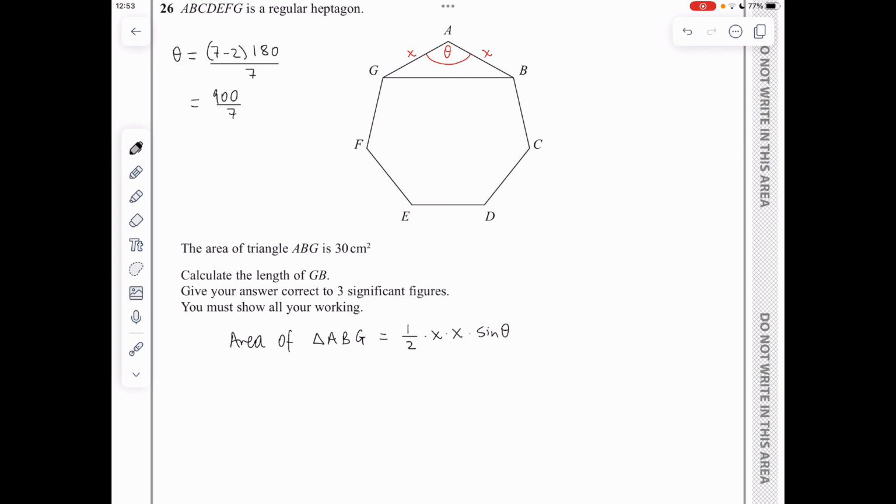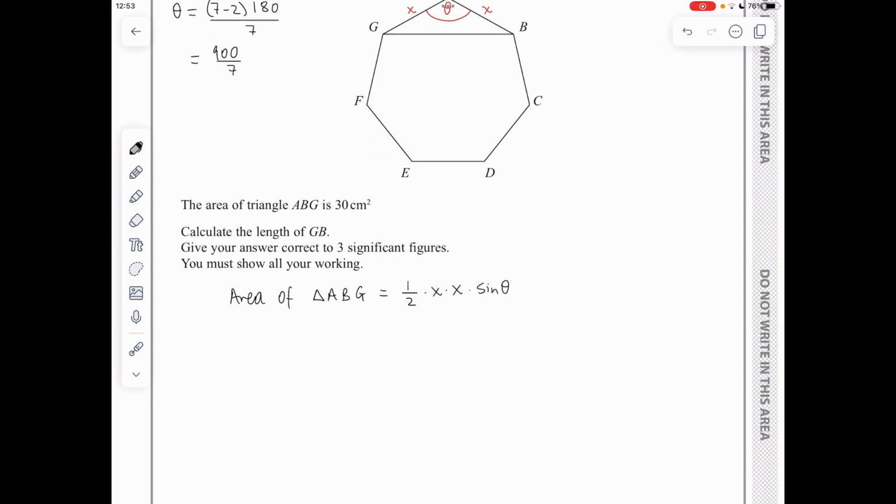I'm not going to bother putting it on the calculator. I'm going to use the exact value here. And therefore, for the area of the triangle, which was 30, this will be a half x squared times sine of 900/7. Remember, we're trying to find x to get us started.